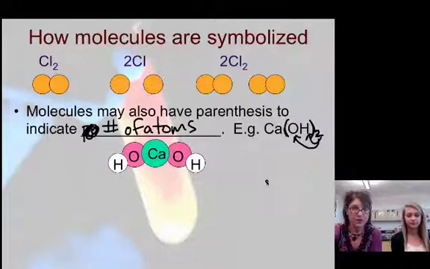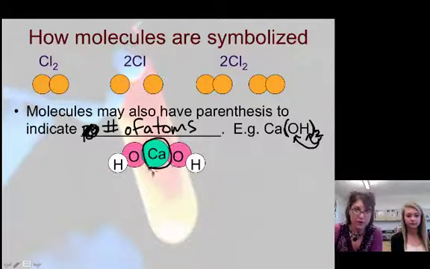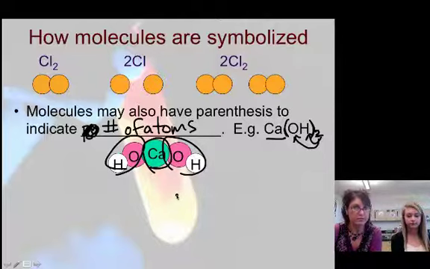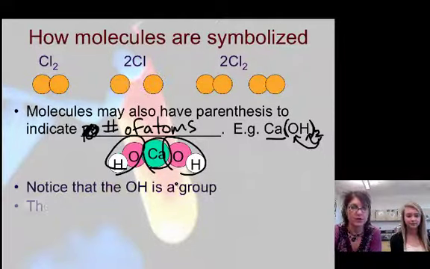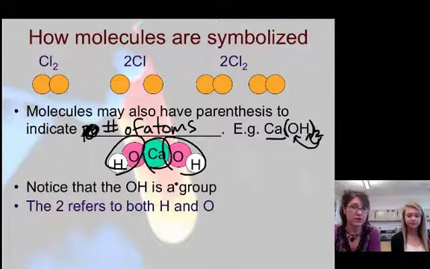So here's a molecule for calcium hydroxide where we have 1 calcium, just like in the formula, 1 calcium, and then I have a hydroxide over here and a hydroxide over here. Does that make sense? Mm-hmm. Great. Moving on. The OH is a group and it stays together. The 2 refers to both the O and the H.